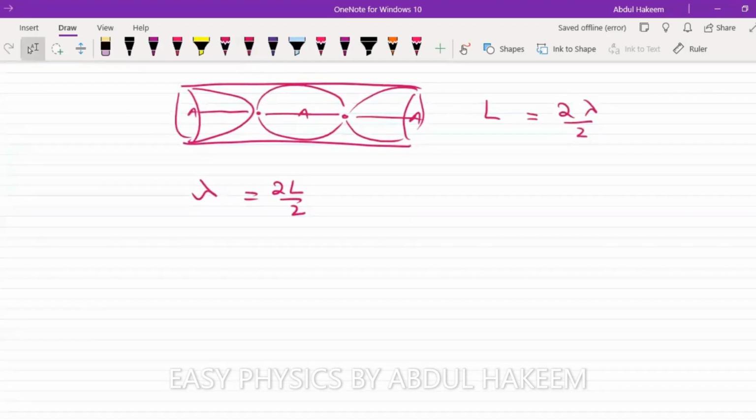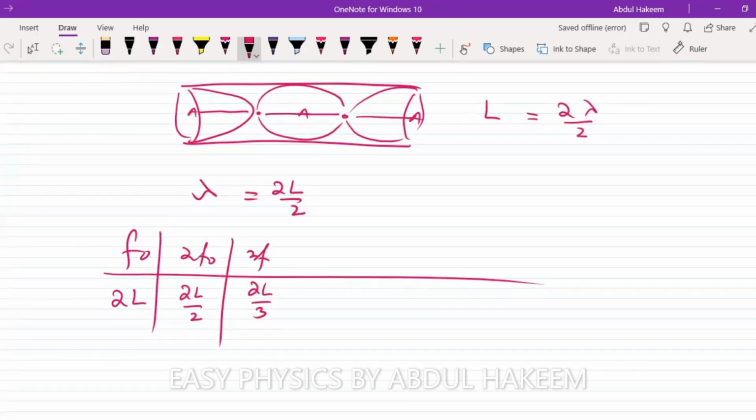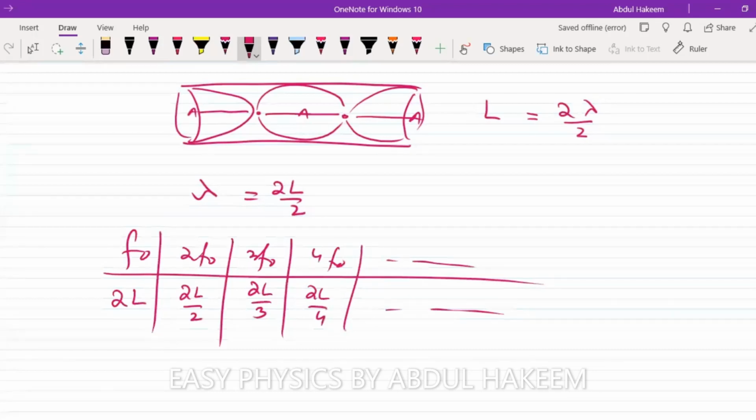So the sequence will be: frequency F naught, the wavelength is 2L, then it becomes 2L by 2, so the frequency becomes 2F naught, then it becomes 2L by 3, 3F naught, then 2L by 4, 4F naught, and so on. It means the frequency increases by integers 1, 2, 3, 4, 5, and the wavelength decreases. Look, this is 2L by 1, 2, 3, 4, and so on. So this is the stationary wave.